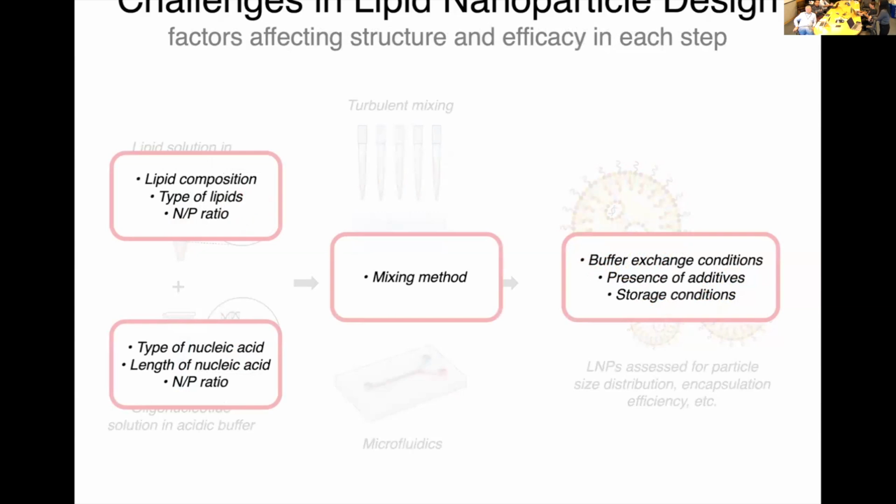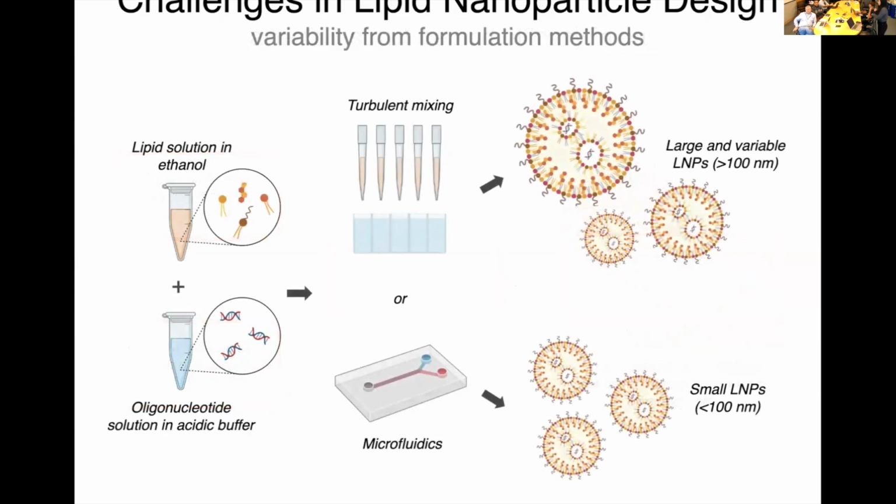And in each of these different steps, there are a number of factors that affect the structure and also the efficacy. So I've highlighted just a few here, and these include things like lipid compositions, type of nucleic acid, mixing method, and also some environmental conditions like presence of additives or storage conditions. So there's a lot of variables that come with each step. Just to highlight a couple, and you'll hear more about this later on in my talk, there's variability that comes from formulation method. Depending on which method you use to mix the two solutions together, you can end up with different results. You might get larger and more variably sized LNPs. You might also get smaller and more uniformly sized LNPs, depending on which one you use.